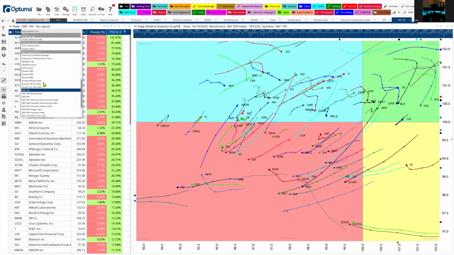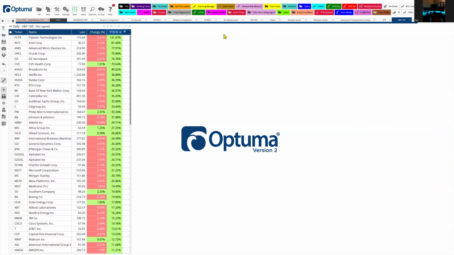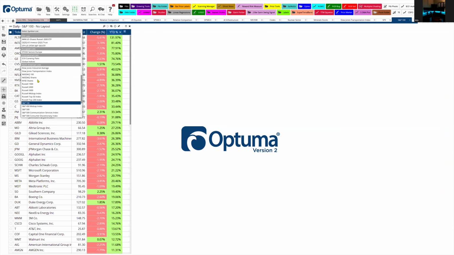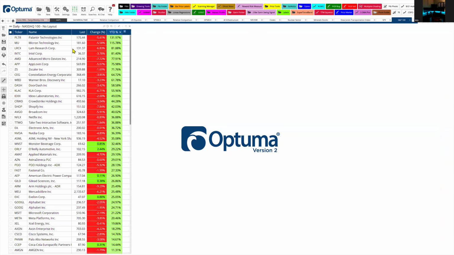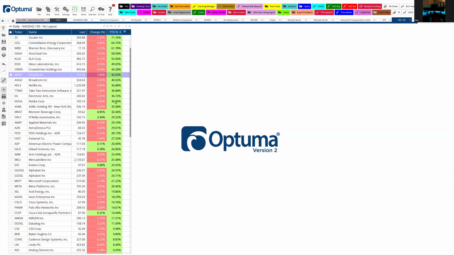When I go to the NASDAQ 100, you can see the actual tech names. Palantir, Micron, Lam Research, Intel, Apple 175. This stock started pulling back. Ziegler is up 71. So I own this one. What do we have? CEG, DoorDash, Crowd, Shopify. I mean, yeah, these stocks have moved. There's no Broadcom 40, 36, Nvidia 36, Electronic Arts, which got the buyout.